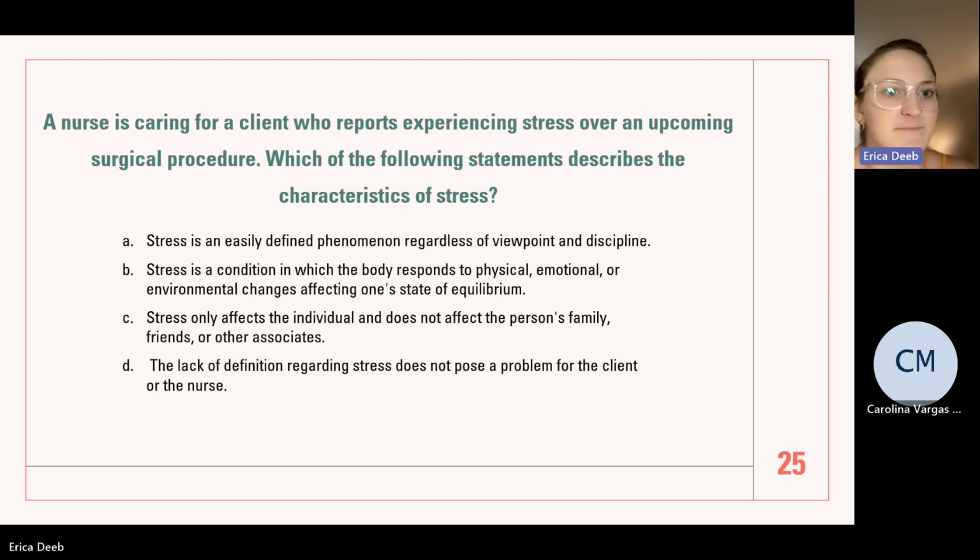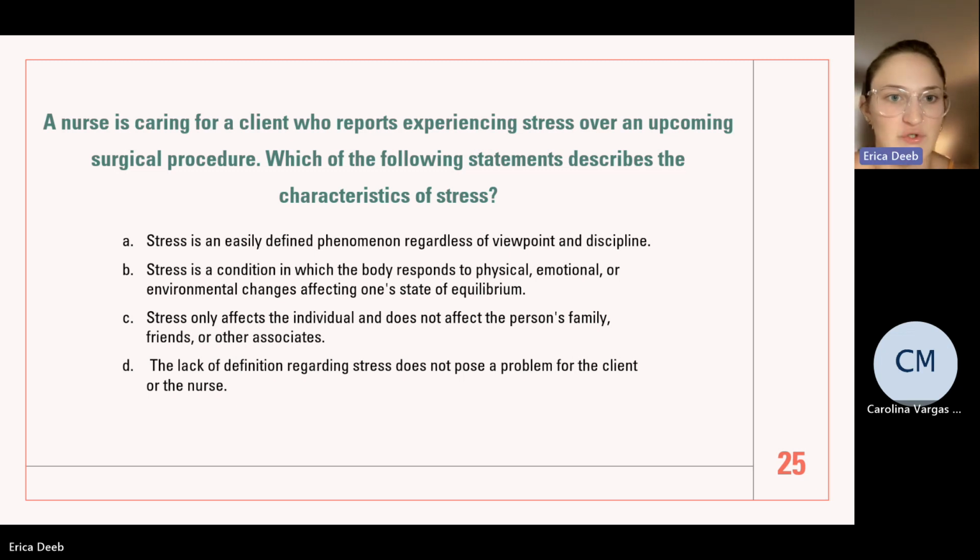So our last question here. A nurse is caring for a client who reports experiencing stress over an upcoming surgical procedure. Which of the following statements describes the characteristics of stress? A, stress is an easily defined phenomenon regardless of viewpoint and discipline. B, stress is a condition in which the body responds to physical, emotional, or environmental changes affecting one's state of equilibrium. C, stress only affects the individual and does not affect the person's family, friends, or other associates. D, the lack of definition regarding stress does not pose a problem for the client or the nurse.